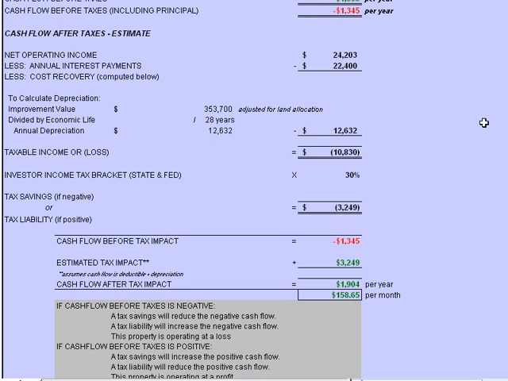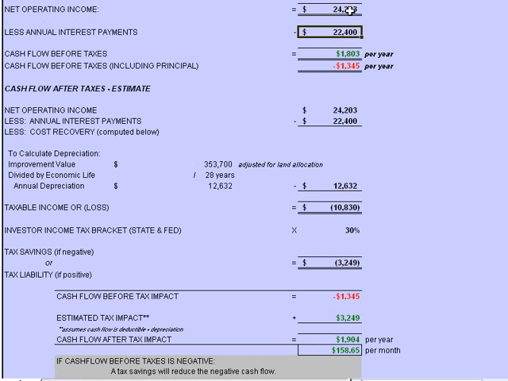Now, if I look at cash flow after tax, I see that, again, I've got this net operating income of $24,203, same number here. But because of real estate, I have annual interest payments and I have depreciation. I get to depreciate that property over time. So my annual depreciation is about $12,000 a year, which is a taxable income or loss, in this case a loss of $10,830. I didn't actually pay $10,830 out of my pocket, but from a tax standpoint, I get to treat it like I did. And I'm in a 30% tax bracket.